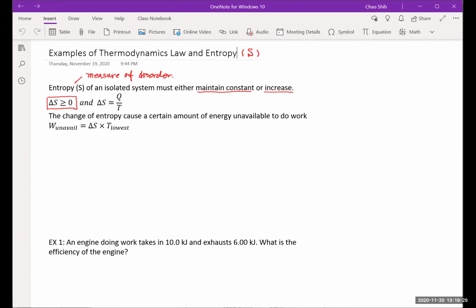Then things tend to be more disordered because the change means the final minus initial. So you have a final entropy minus the initial entropy. That's our change of the entropy. And because entropy represents disorder, the higher the number, the more disorder. So you have the tendency to become more disordered if this is greater than 0.